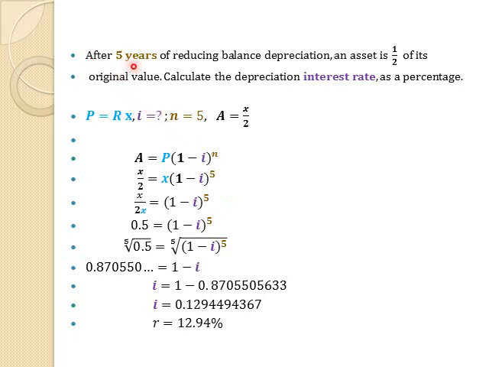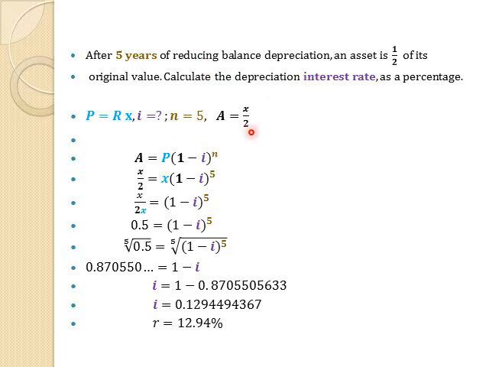Right, after 5 years of reducing balance depreciation, an asset is half of its original value. Calculate the depreciation interest rate as a percentage. So first, because no values are given to me, let's say my present value is x, then my accrued value would be x divided by 2. To get half, I divide anything by 2. Interest is what I'm looking for. The time period, n, is given as 5.